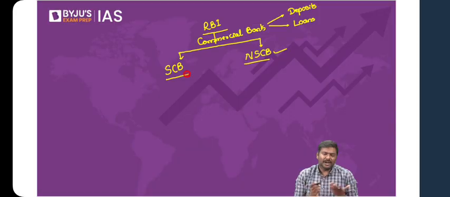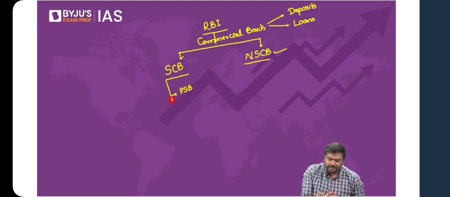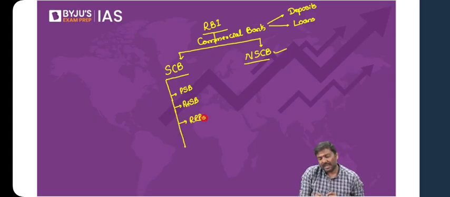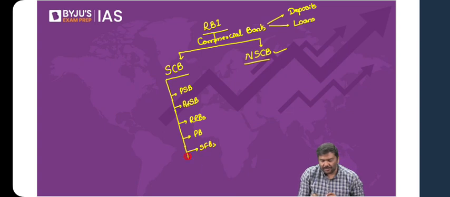And within scheduled commercial banks, we have public sector banks, private sector banks, regional rural banks, RRBs. We have the payment banks now. We have small finance banks, and we also have many cooperative banks which are scheduled. Okay, this is basically the banking structure.